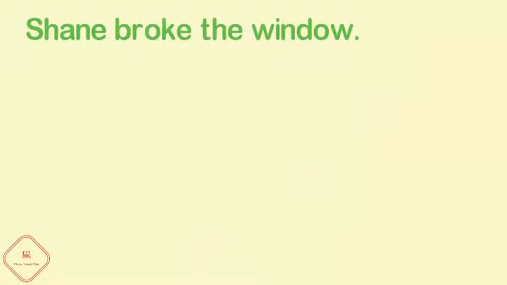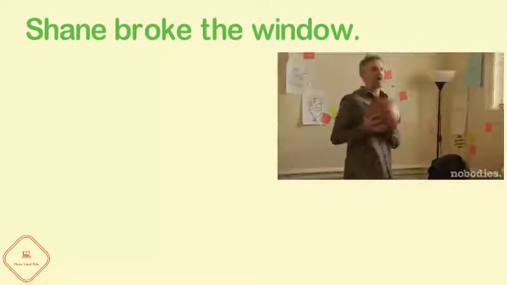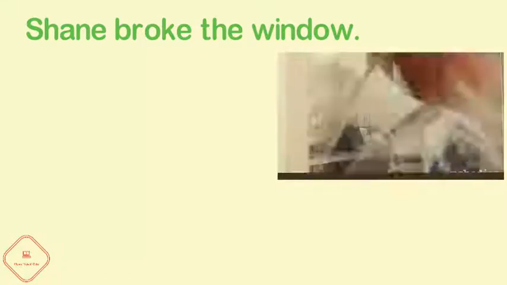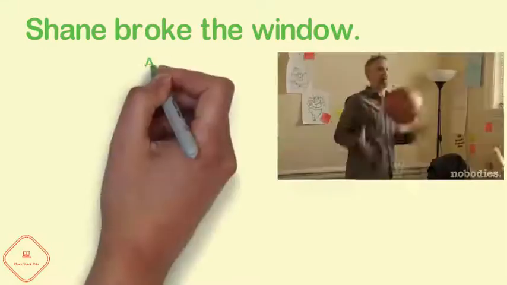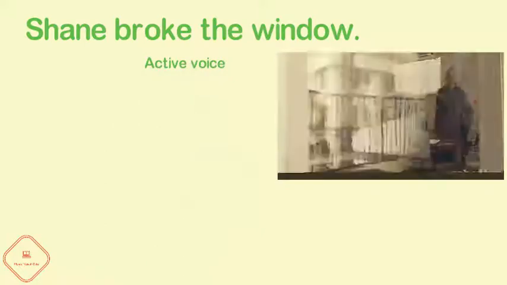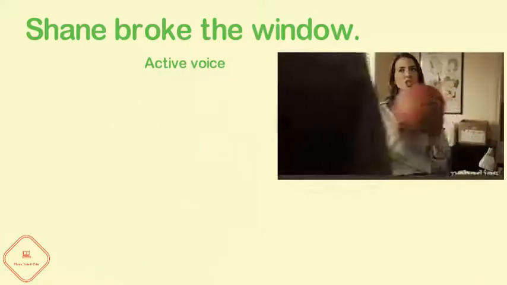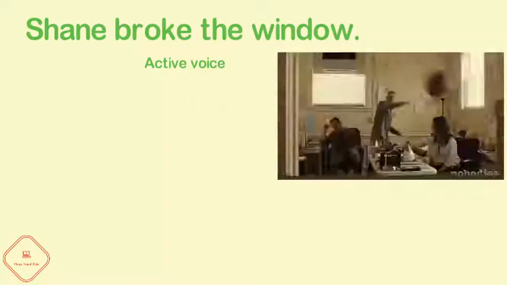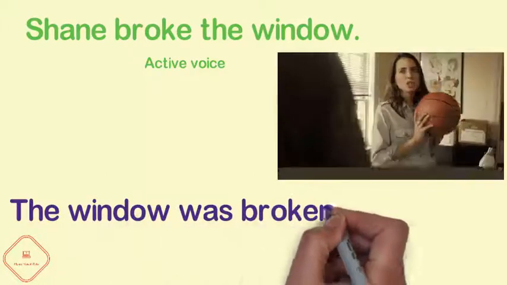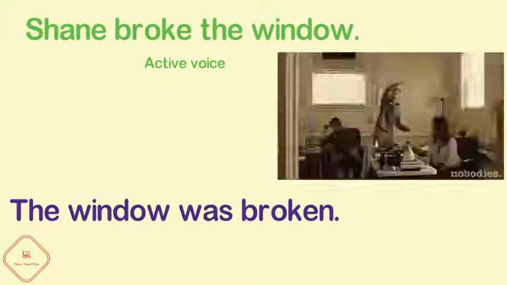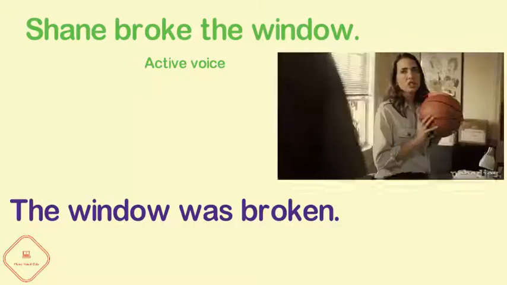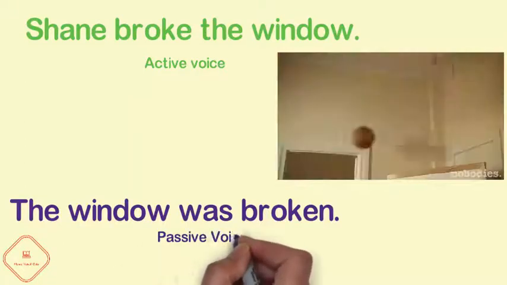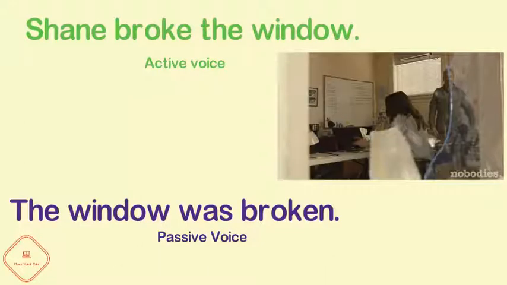So look at this example. Shane broke the window. What did Shane do? He broke the window. So Shane is the subject and he does something. He broke the window, so this is the active voice. Now let's change that same sentence. We can make that the passive voice by removing the subject Shane. So we just say the window was broken. The window was broken, and this is the passive voice.